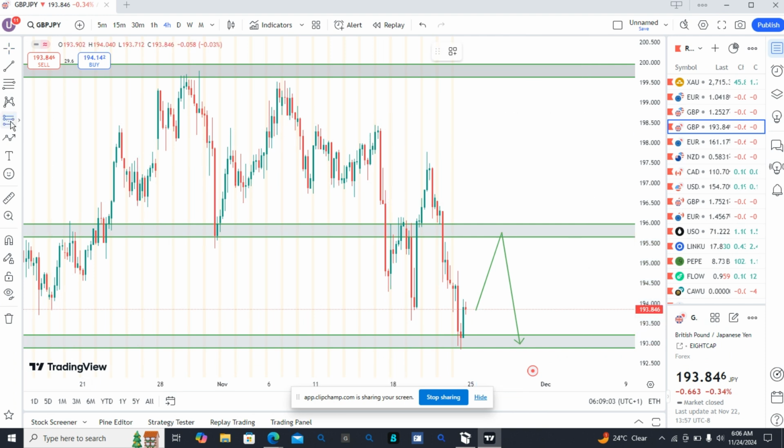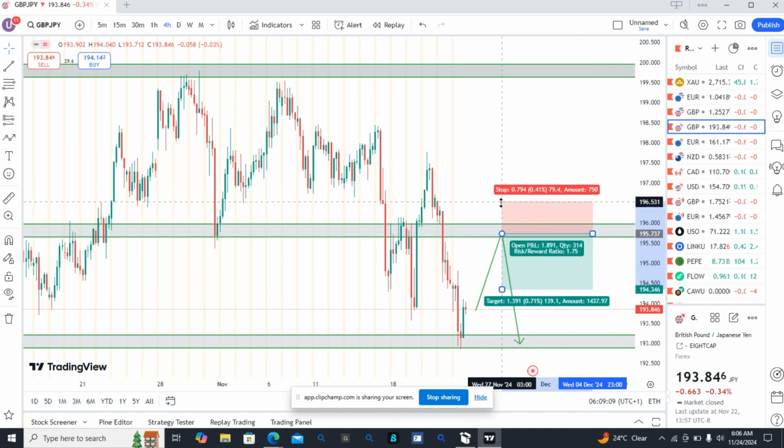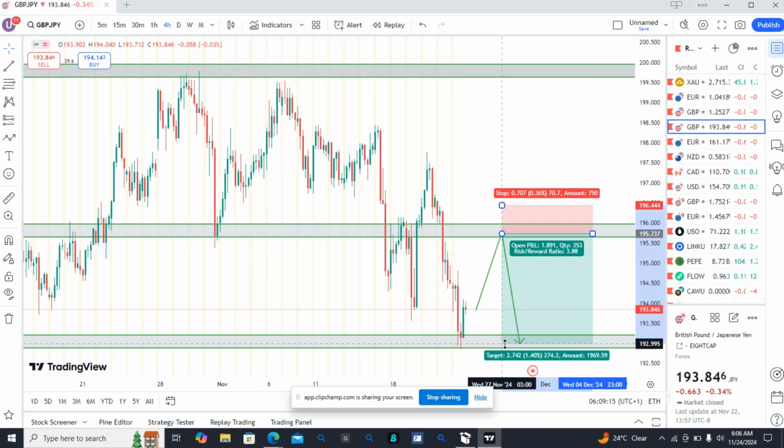So let me show you how it will look like. We are selling from this zone, on a confirmation of candlestick with bearish engulf candle on a 4 hour time frame, or we move down to 15 minutes and look for change of character towards bearish trend, and our stop loss will be above the structure that the market created here. So that is how we take position on GBP JPY.